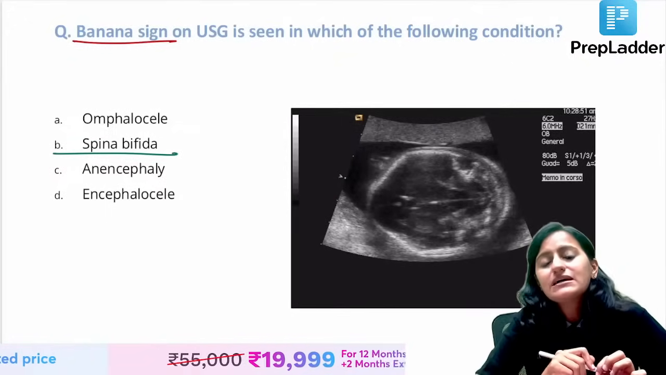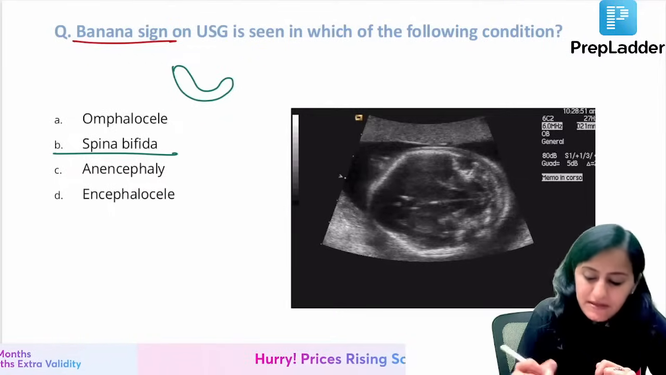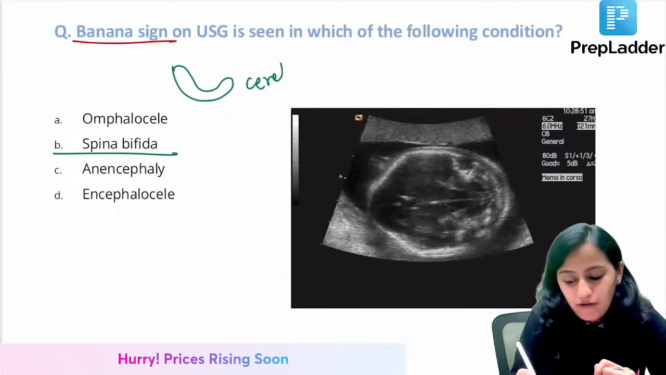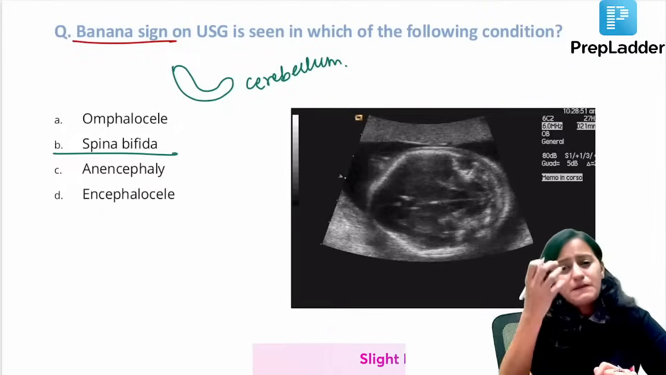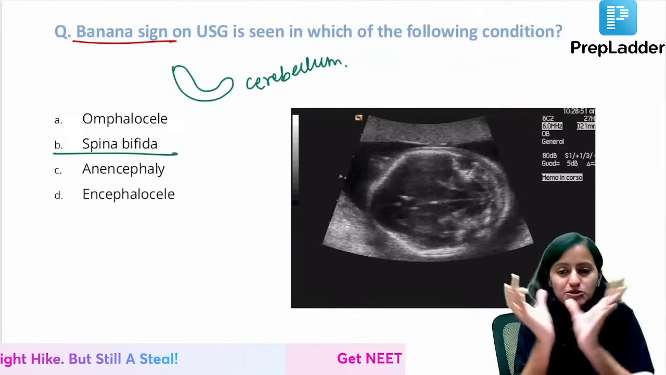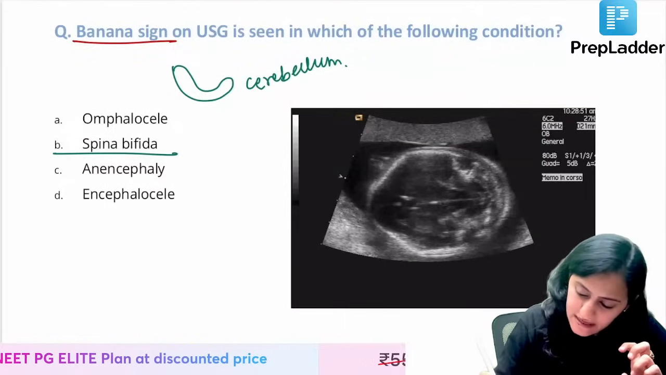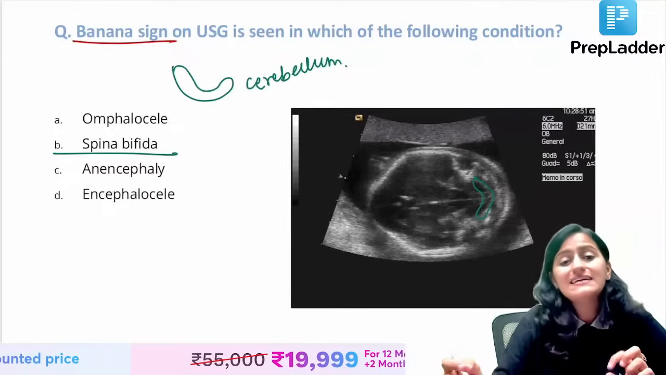Spina bifida has the banana sign, right? What is the banana sign? Like a banana, you see the curving of the cerebellum. With spina bifida, the pull on the brain structures is also happening, so the cerebellum becomes curved. The curved cerebellum is what is called the banana sign.